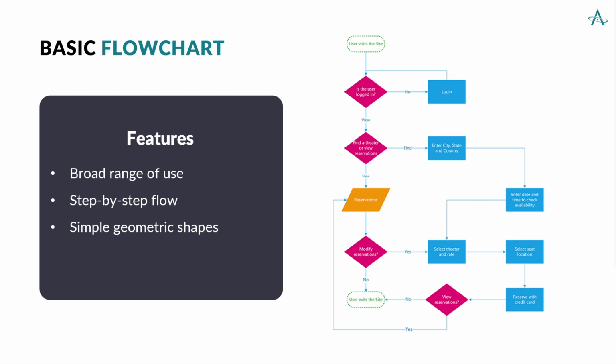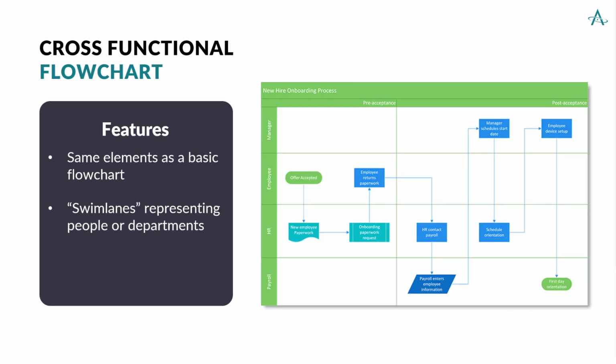A cross-functional flowchart is the same as a basic flowchart, but with the added element of structure. There are these containers called swim lanes that represent the people or departments that are responsible for each step. In fact, the cross-functional flowchart template uses the same stencil of shapes the basic flowchart template uses. The main difference is that there are swim lanes added. You can also add process stages.